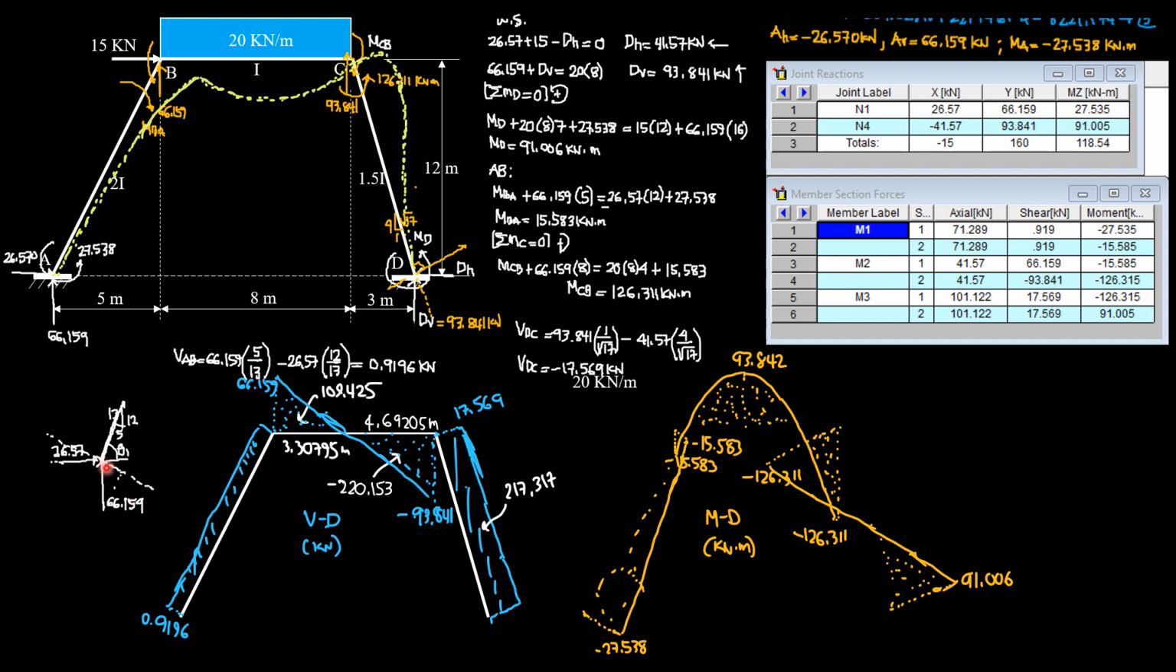So 66.159 times cosine of theta 1, and cosine of theta 1 is 5 over 13, 5 over hypotenuse 13. Then minus 26.57 sine of theta 1, which is 12 over 13. So it is 0.9196 kilonewton. Notice that for member 1, the shear is 0.919. So it checks, with only a very negligible discrepancy. They are practically the same.